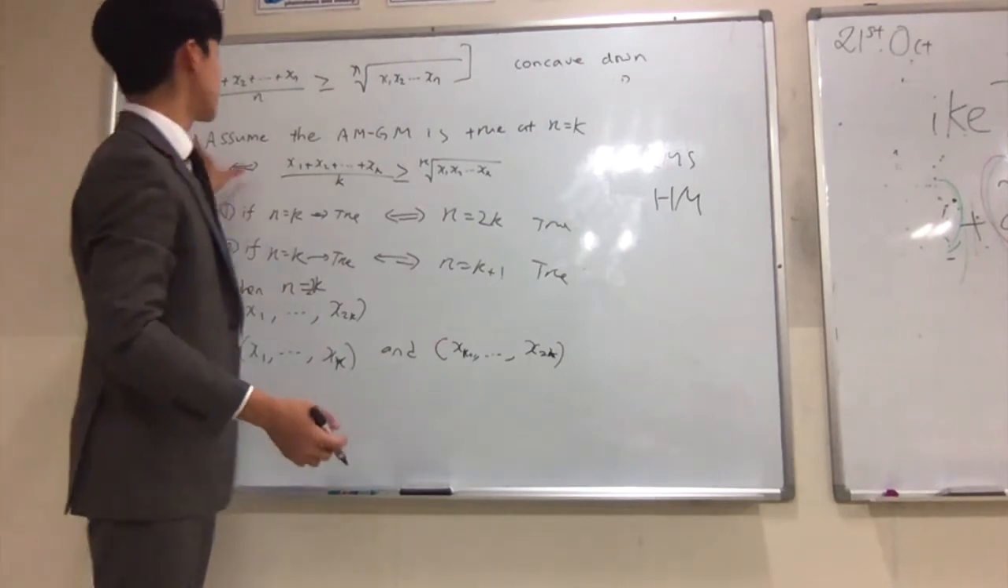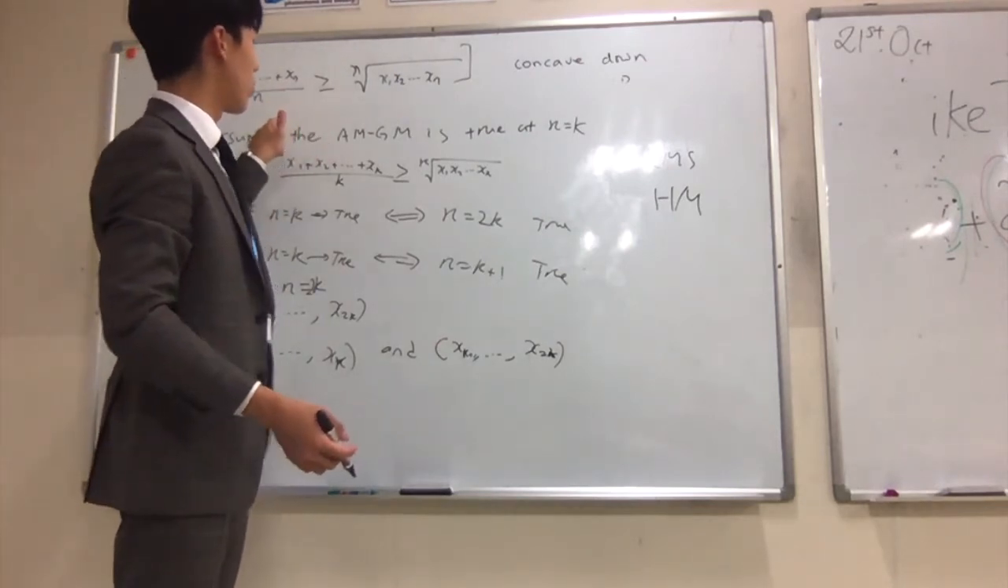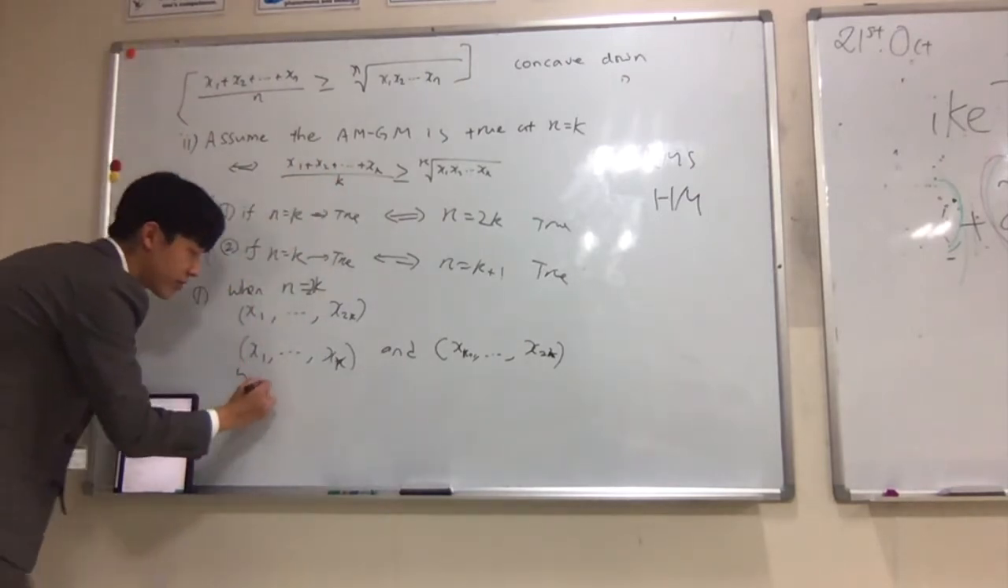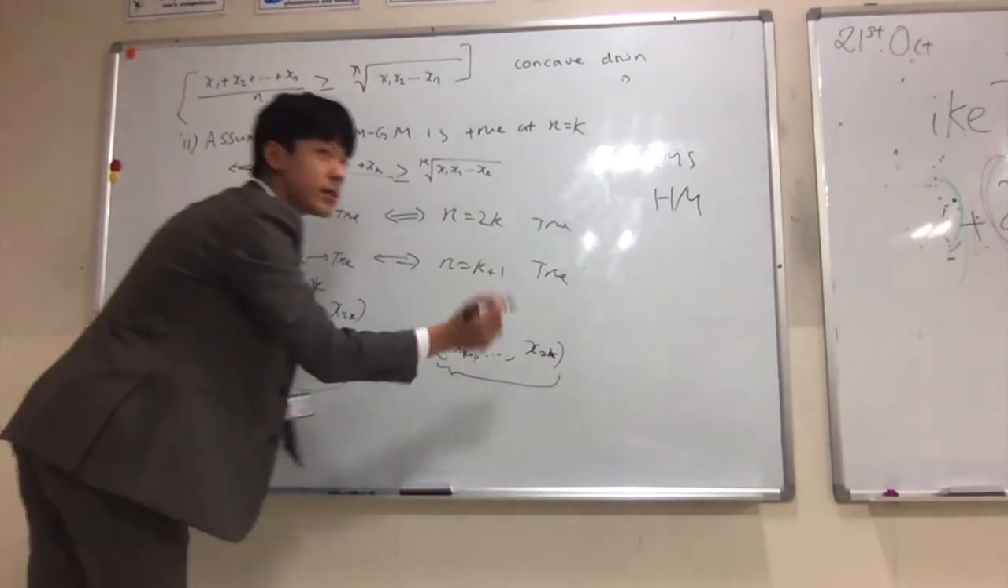Because we assume that the AM-GM inequality is true when n equals k, we know that AM-GM holds true in this set and also in this set.